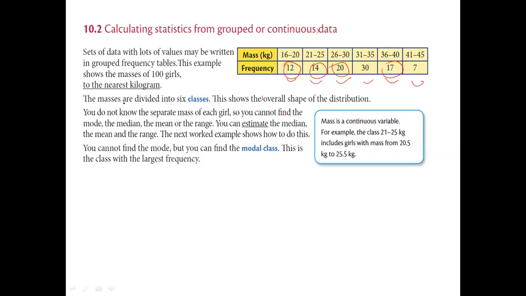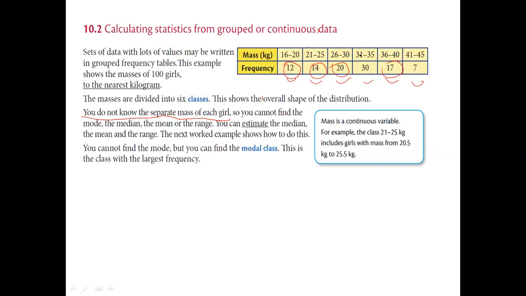So what's the problem today? The masses are divided into 6 classes. They are approximate masses, or almost. So this shows the overall shape of the distribution. What we don't know is the separate mass of each girl.